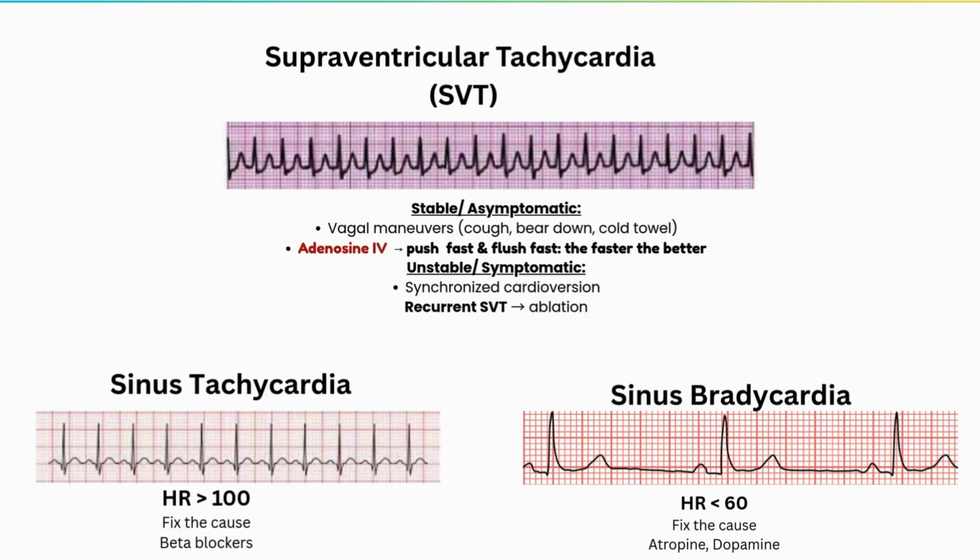Sinus bradycardia. There is a P wave before every QRS complex. The only issue is the rate is less than 60 beats per minute. Fix the cause. It could be the patient is hypothermic, especially when they come out from the OR, or they are on some sort of anesthesia or sedation medication, which can also slow down the heart.